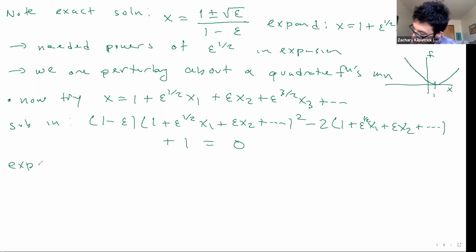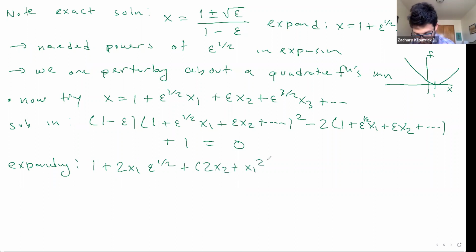So by expanding, I'm now going to have to expand in powers of epsilon to the 1/2. I'm going to have to collect each of those terms up the hierarchy, okay? So my expansion now gives me 1 plus 2x1 epsilon to the 1/2. This is the 1 times this quadratic term here, plus (2x2 plus x1 squared) epsilon plus (2x3 plus 2x1 x2) times epsilon to the 3/2.